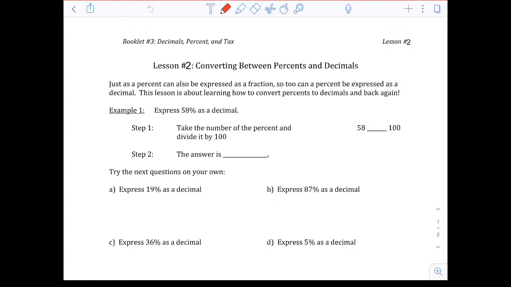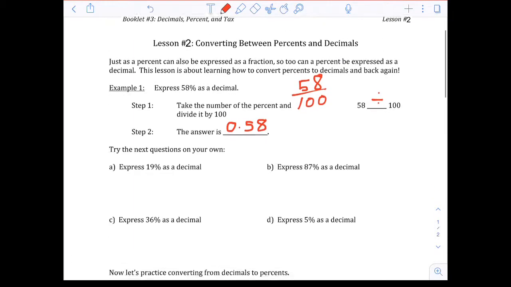So we know 58% is 58 out of 100, which is 58 divided by 100. When I put that into my calculator and I put 58 divided by 100, we should get 0.58. All it does is put the decimal in front. Always our percents are always 0, decimal, whatever number we have. Let's try some more of these ones.